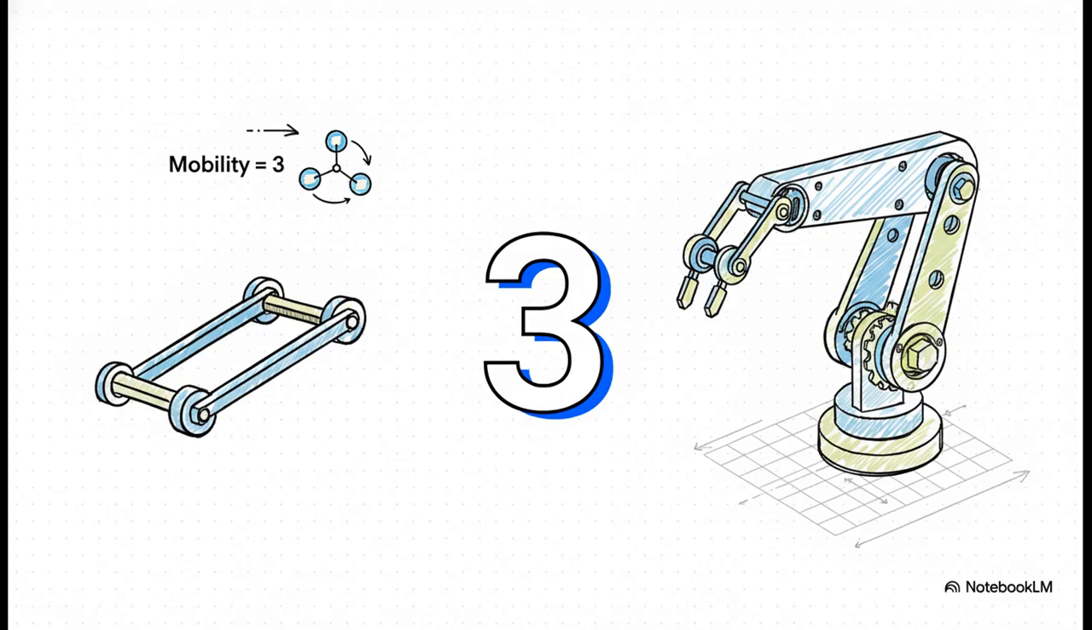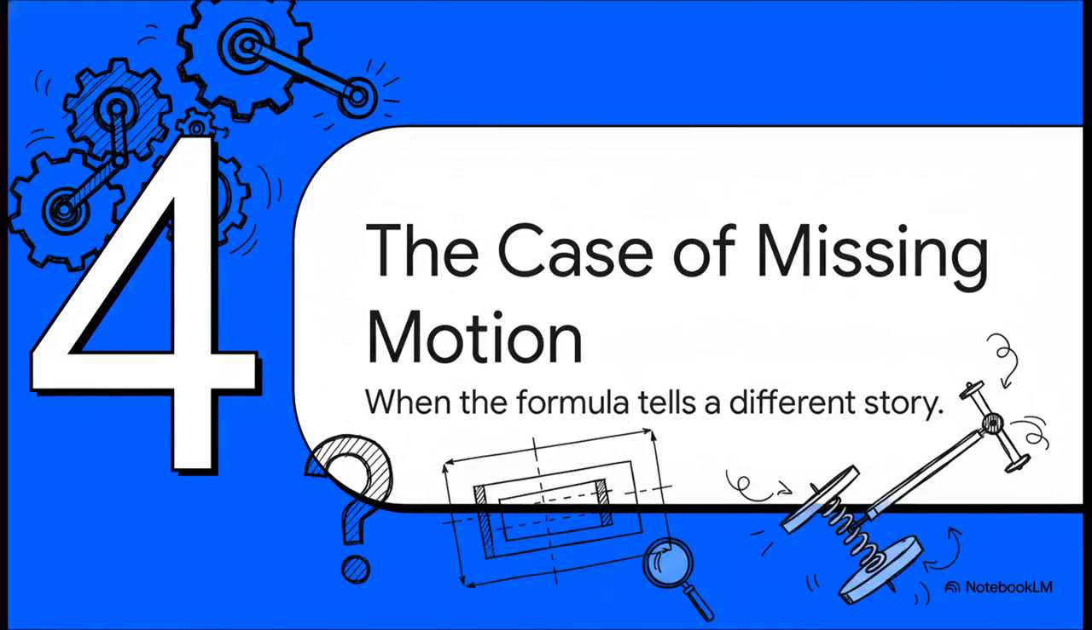This is just a perfect example of how flexible this formula is. With one tiny tweak, it works just as well for a complex 3D machine as it does for a simple 2D linkage. But what happens when the formula spits out an answer that just doesn't make sense? An answer that totally contradicts what we're looking at with our own 2 eyes? Well, we're about to investigate a famous engineering puzzle where the math seems to tell a very, very different story from reality.